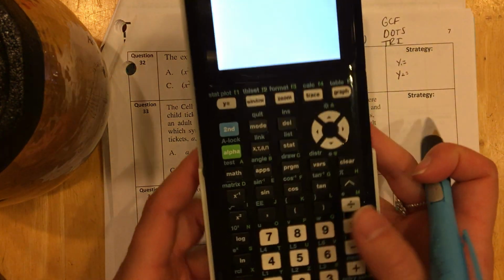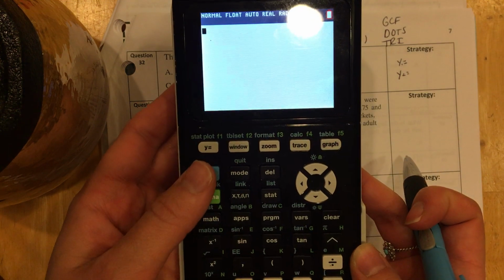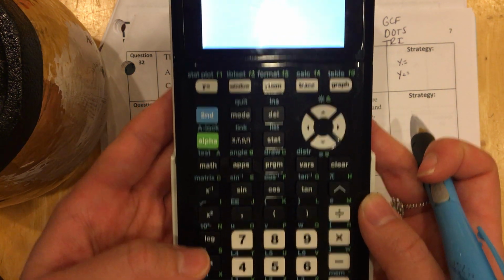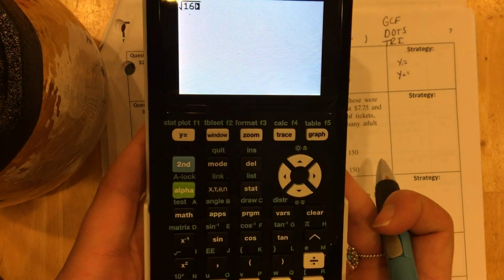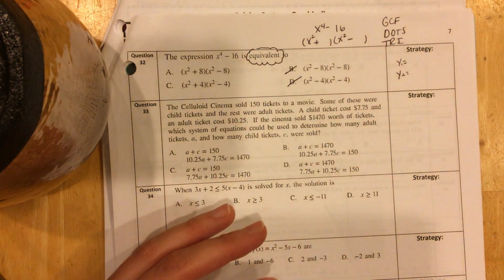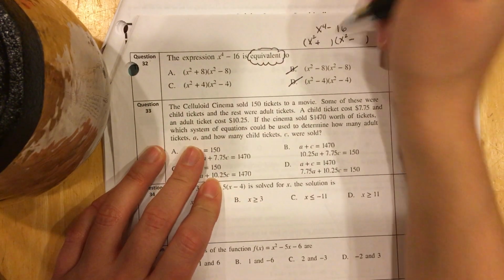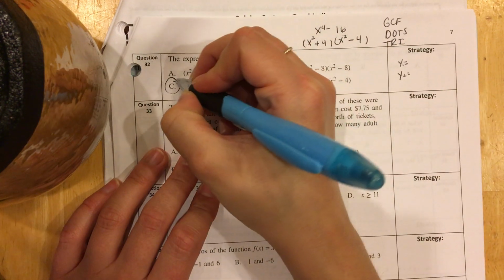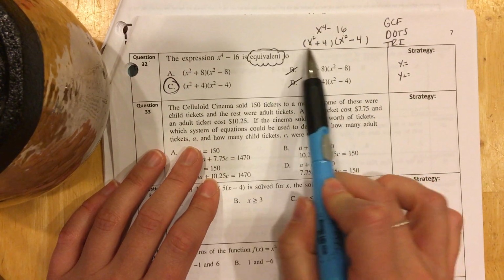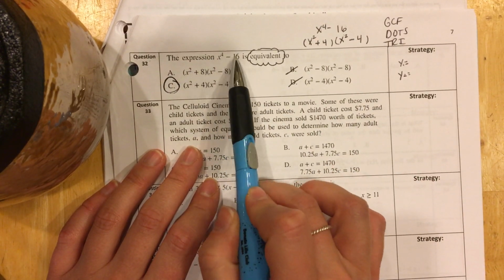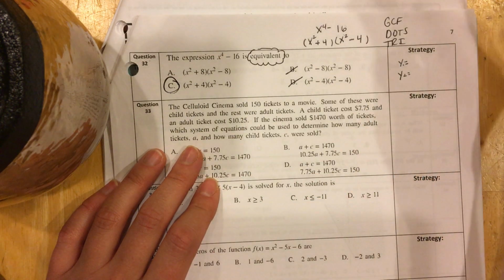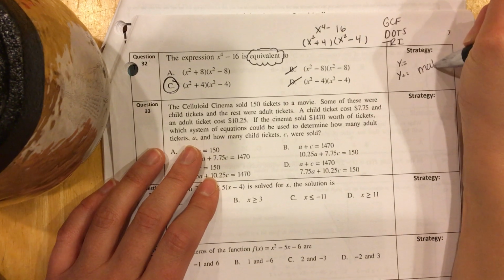So if you ever are unsure, you can always square root the number. You can hit second square root in your calculator, it's the x squared button, and you can do 16. It will show you that the square root of 16 is 4. So it's 4 and 4, and that means C is equivalent. And if you did go ahead and plug x to the fourth minus 16 into y1, and then your answer into y2, you would have a match. So that would be the strategy to check your work.